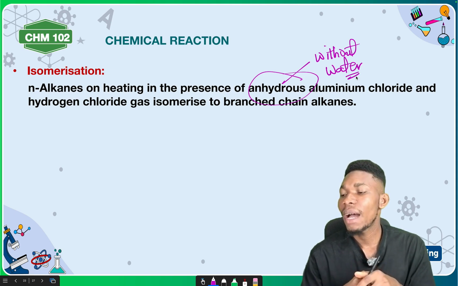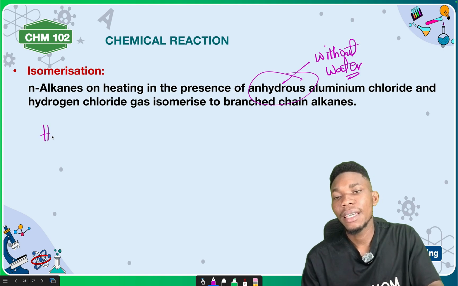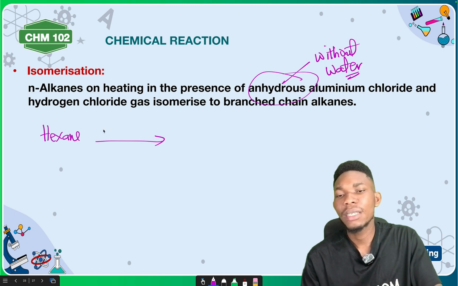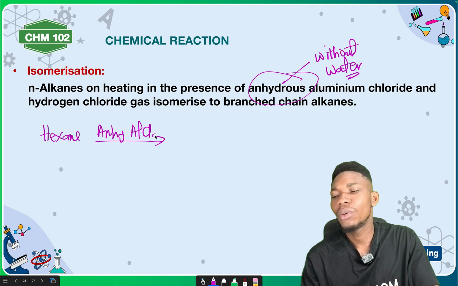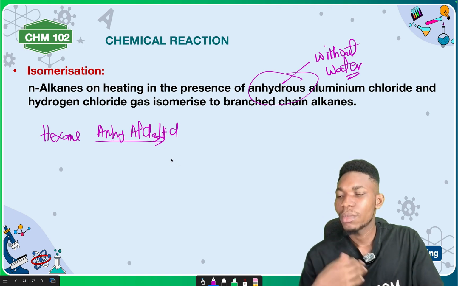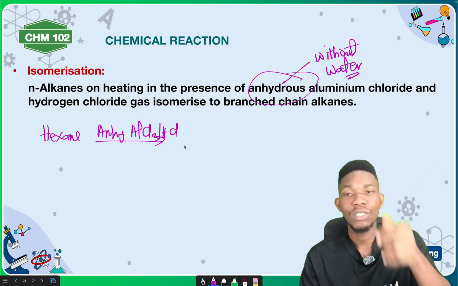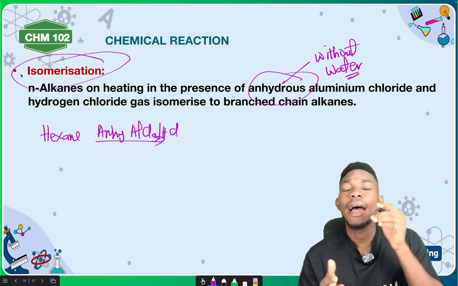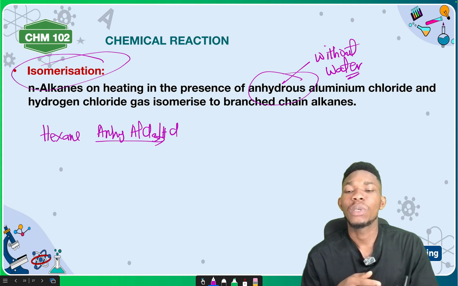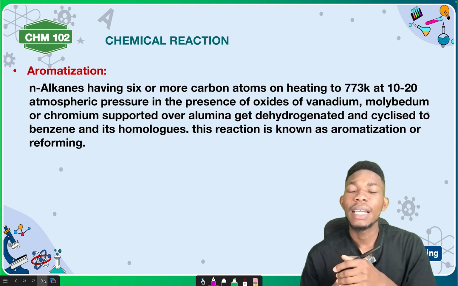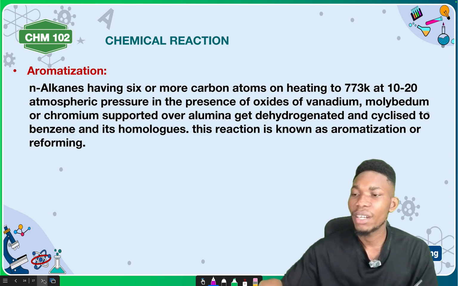So, for instance, if you have n-hexane, let's just use hexane. In the presence of anhydrous aluminum chloride and HCl, it will give us what? Something like 2-methylpentane and 3-methylpentane. Are you getting it? All those ones, they are under isomerization. The most important thing you should know is that one of the reactions of alkane is what? Isomerization. Then aromatization. This one is very, very important.